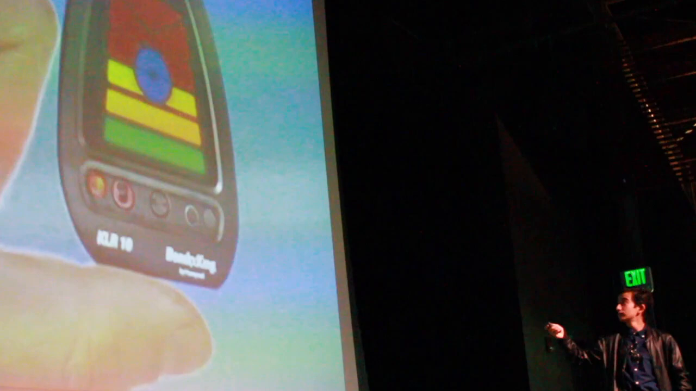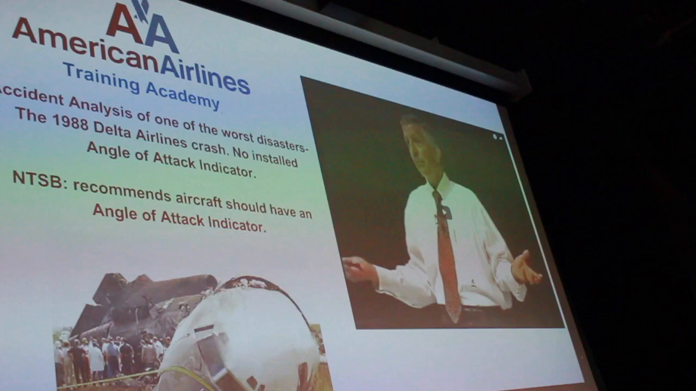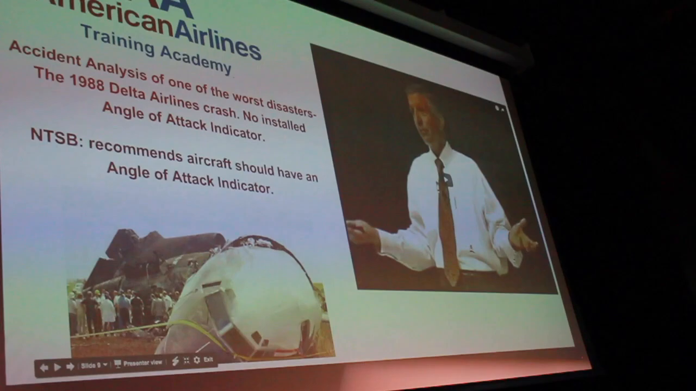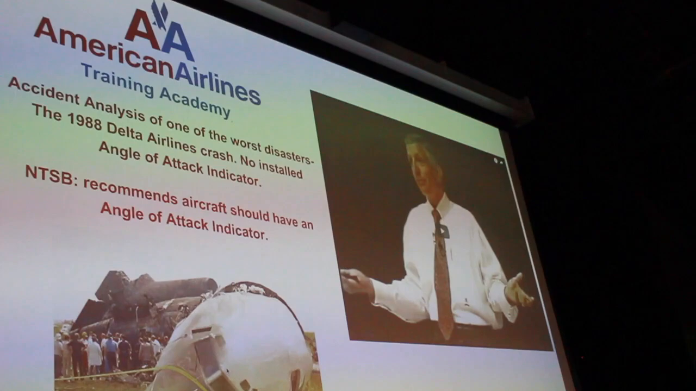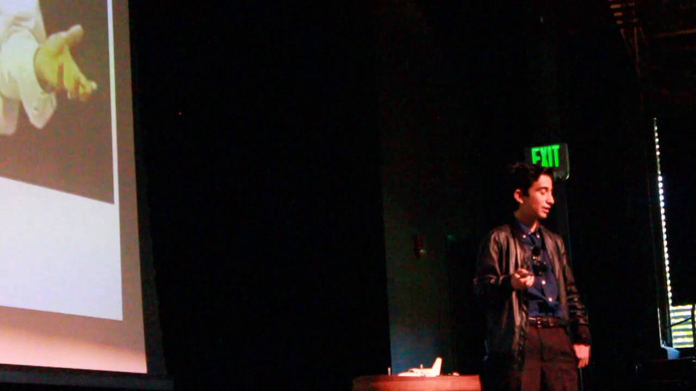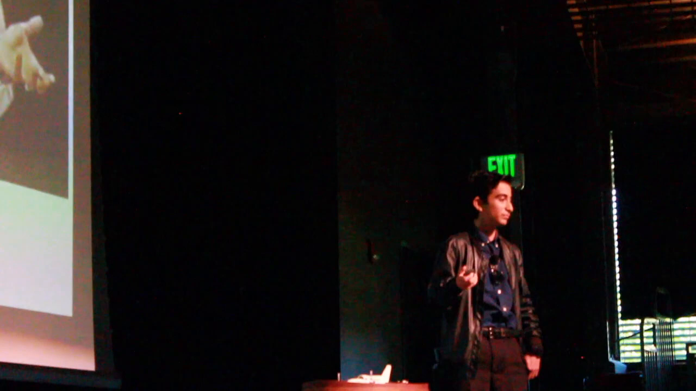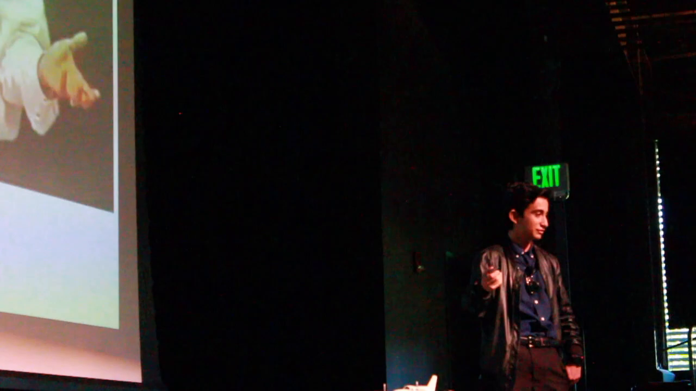So this is the chief flight instructor for American Airlines giving a discussion about the 1988 Delta Airlines crash. And what's really fascinating is that the NTSB, which is the National Transportation Safety Board, requires that all aircraft in their flight data recorders have an angle of attack indicator so they find out what happens to the aircraft after an accident or during an accident. However, most airline companies are not willing to spend the money on training and installing these devices in the cockpit where it's visible to the pilot.